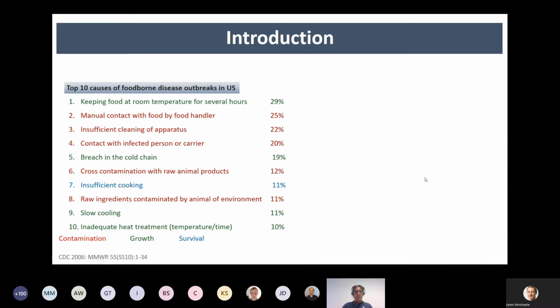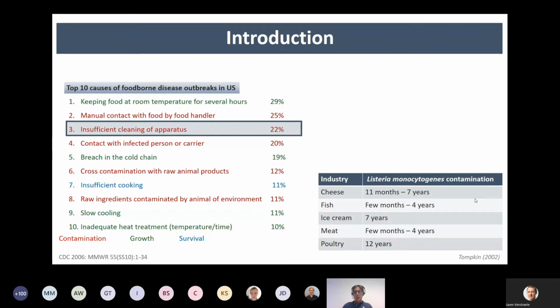If we look at the top 10 causes of foodborne outbreaks in the United States, we see that the third most important cause of a foodborne outbreak is in fact the insufficient cleaning of apparatus used to produce those food products.